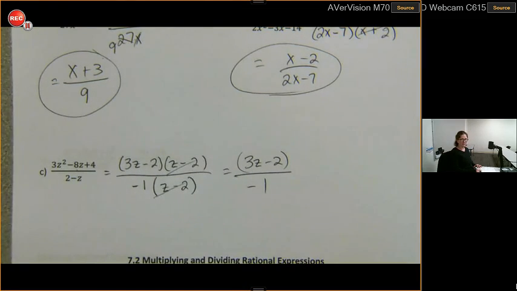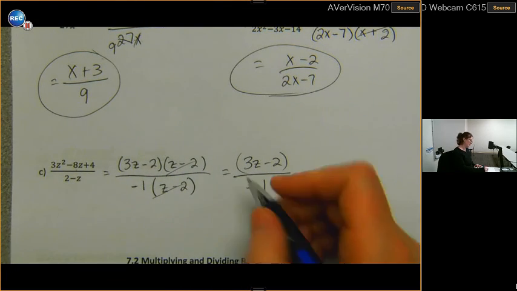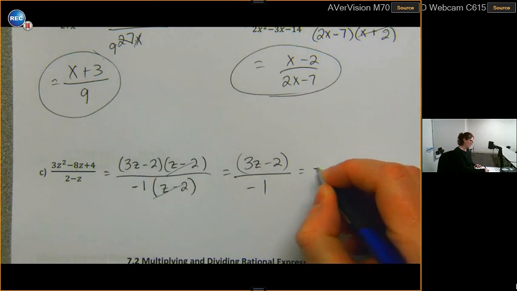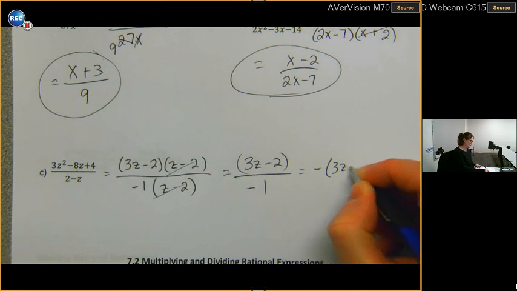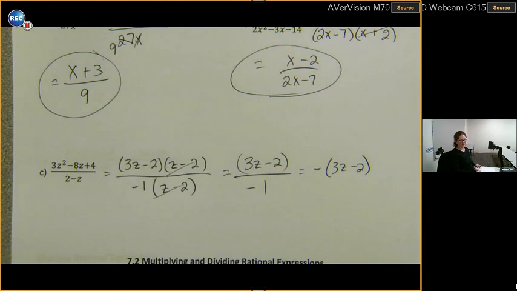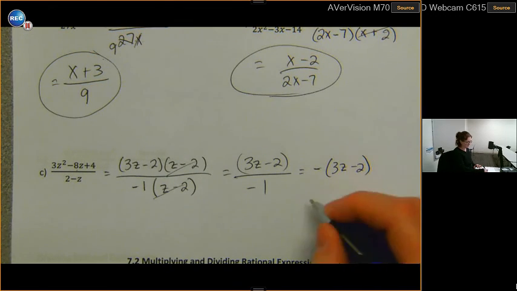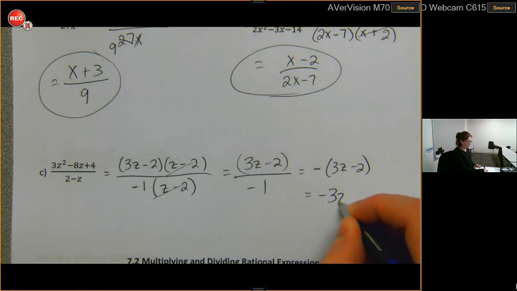But I can't leave the negative 1 in the denominator. I'm going to shift it to the numerator. Then I can't leave my answer with these parentheses, so I'm going to distribute the negative.